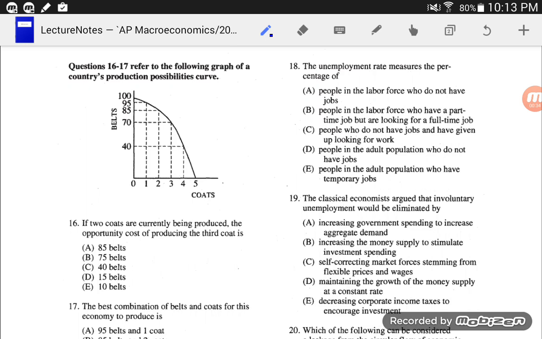This is part 2. We'll do questions 16 through 30. Part 3 then we'll have probably 31 through 45, and then part 4 will probably have the rest of them. So, let's continue. Questions 16 and 17 refer to the following: graph of a country's production possibilities curve.